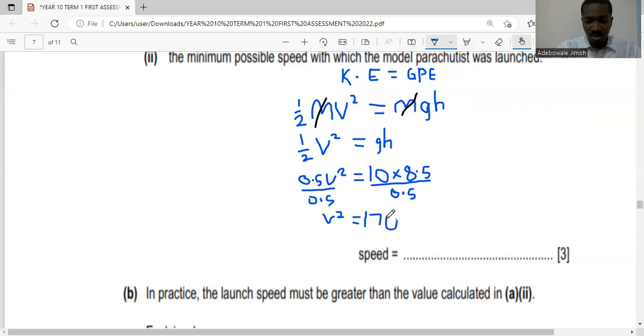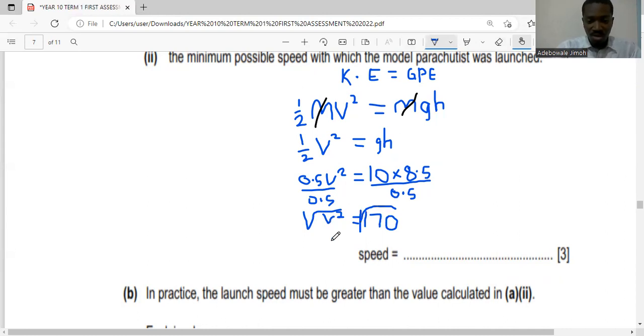Now, if v squared is equal to 170, how will you get the value of v? You take the square root of both sides. You take the square root of the expression on the left-hand side, and you also take the square root of the expression on the right-hand side. Take the square root of v squared, and you take the square root of 170.